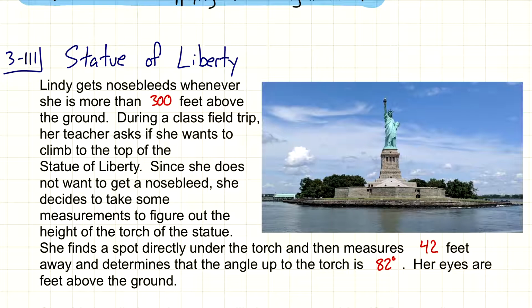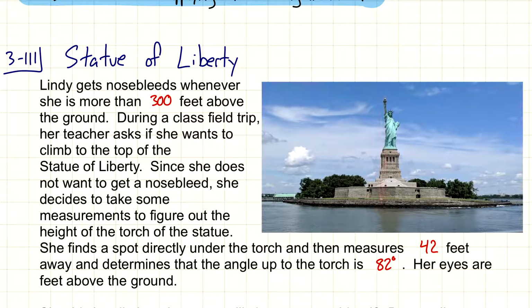So in this situation, we have Lindy who gets nosebleeds whenever she is more than 300 feet above the ground. All right, so 300 feet above ground. During a class field trip, her teacher asks if she wants to climb to the top of the Statue of Liberty. Since she does not want to get a nosebleed, she decides to take some measurements to figure out the height of the torch of the statue. All right, so the torch would be up at the top. And so she wants to figure out how high this is.